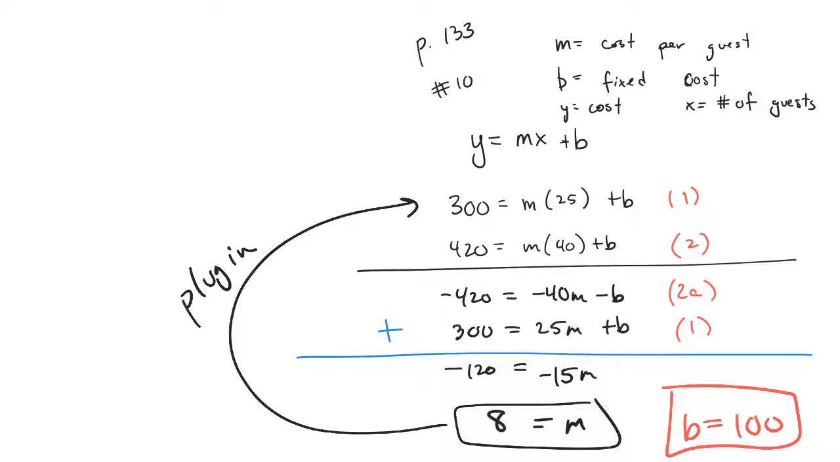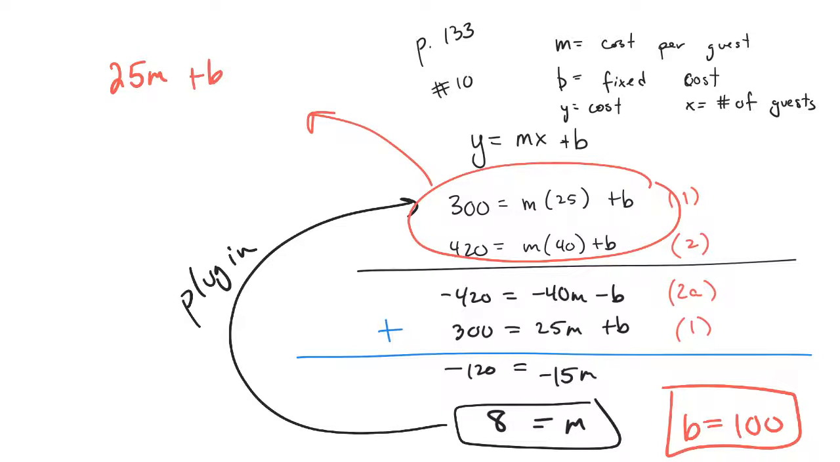Now, if I wanted to solve this with a matrix, because I know people like to do that, I'm going to take these two equations here and write them as a matrix on the left. I would write the following. I would reorder it in my mind as 25m plus b equals 300. In my mind, I would be doing this, not writing it. It's a waste of time to write it. 40m plus b equals $420.